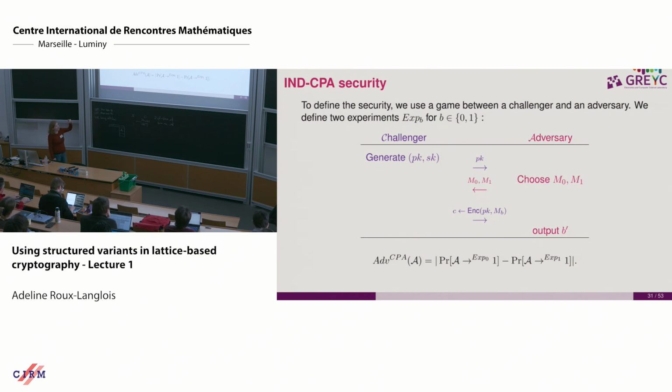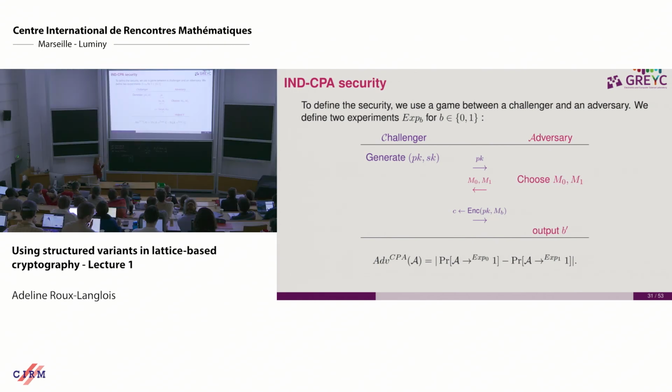And at the end, the adversary has to guess in which experiment we are. Did you encrypt M0 or did you encrypt M1? He has to guess, to decide. So he can always say, okay, I have no idea, so I always answer 0, or I flip a coin and I answer 0 or 1 with probability 1/2.